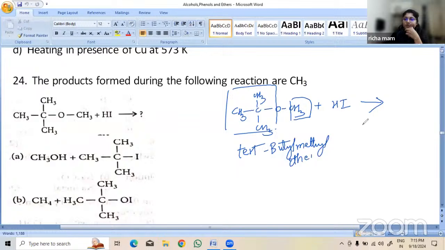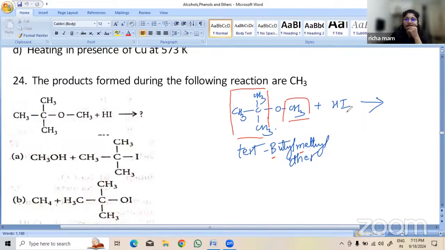So what is the compound? It is an ether. Across the ether linkage, one is a methyl group, another is a butyl group. By alphabetical order, first butyl will come and then methyl will come. So it is tertiary butyl methyl ether.